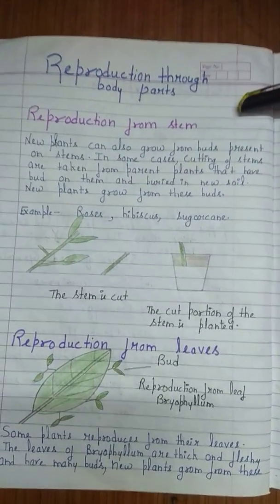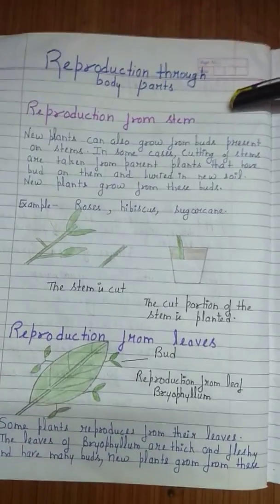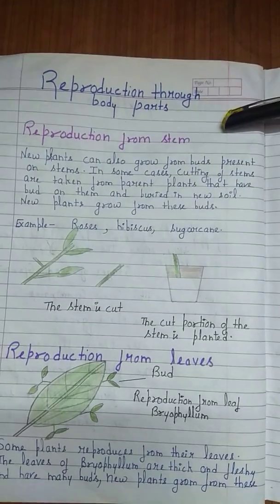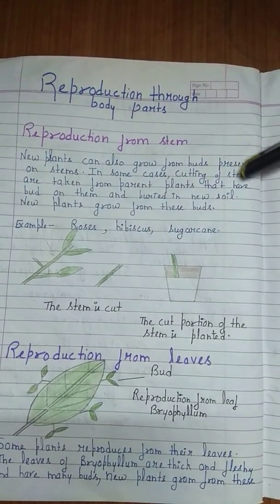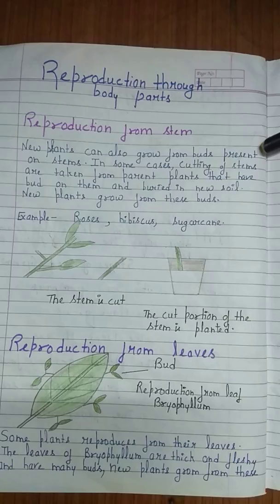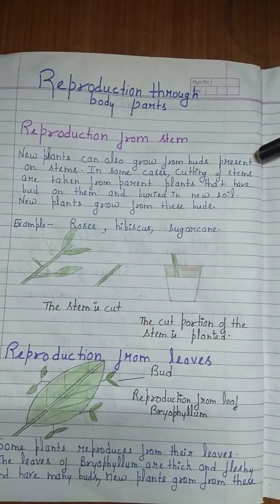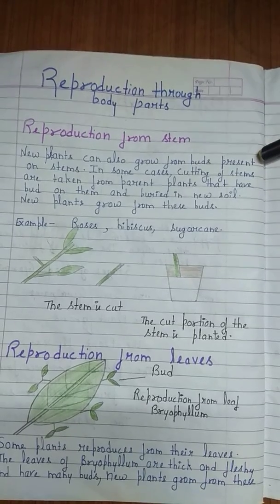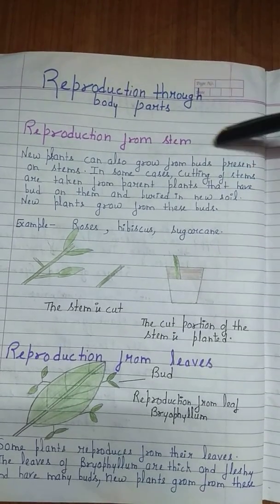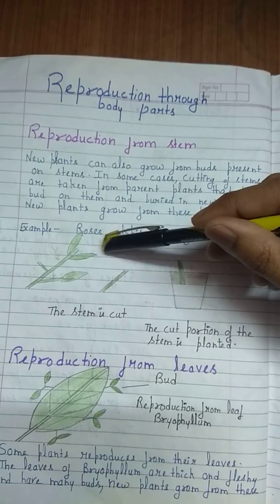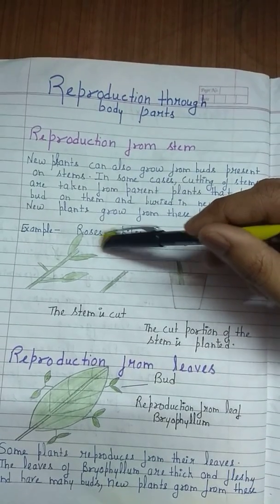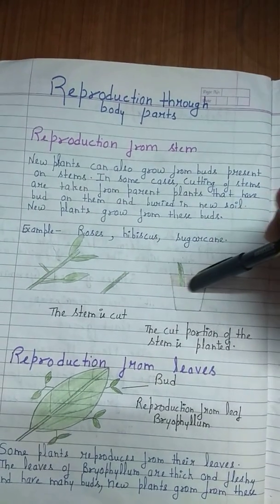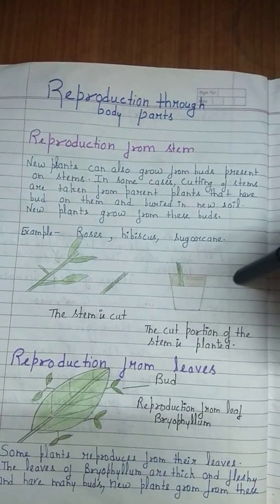Before reading crops, we'll be starting with reproduction through body parts. Reproduction from stem. New plants can also grow from buds present on stems. In some cases, cuttings of stems that have buds in them are taken from the parent plant and buried in new soil. New plants grow from these buds. So beta, a plant you can see over here is cut and then buried again. With the bud, a new plant is grown.